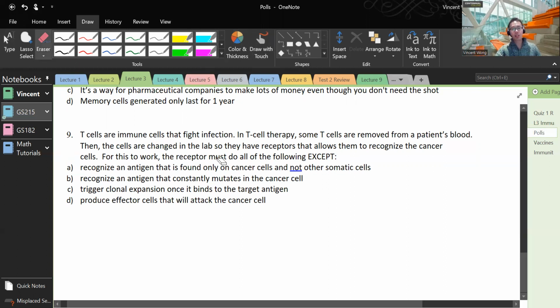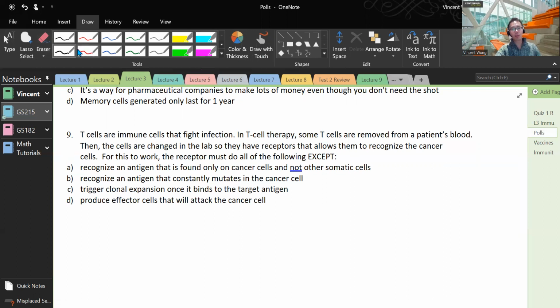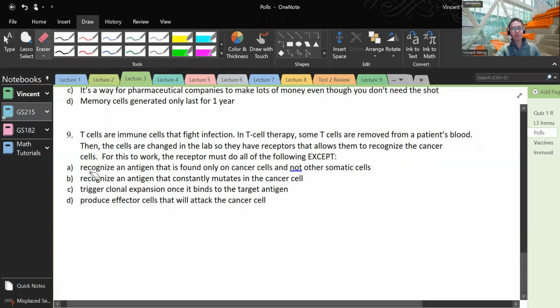So for this to work, the receptor must do all of the following except, number one, recognize an antigen that is found only on cancer cells and not other somatic or bodily cells. So that's something that it needs to do. We don't want it to indiscriminately attack all the cells. We only want them to attack the cancer cell. Next one, recognize an antigen that constantly mutates in the cancer cells. That would be the answer.